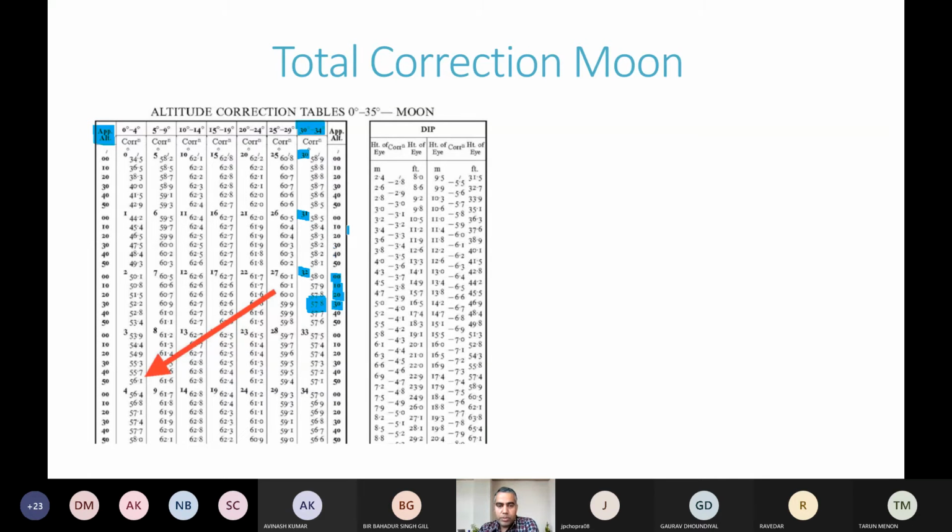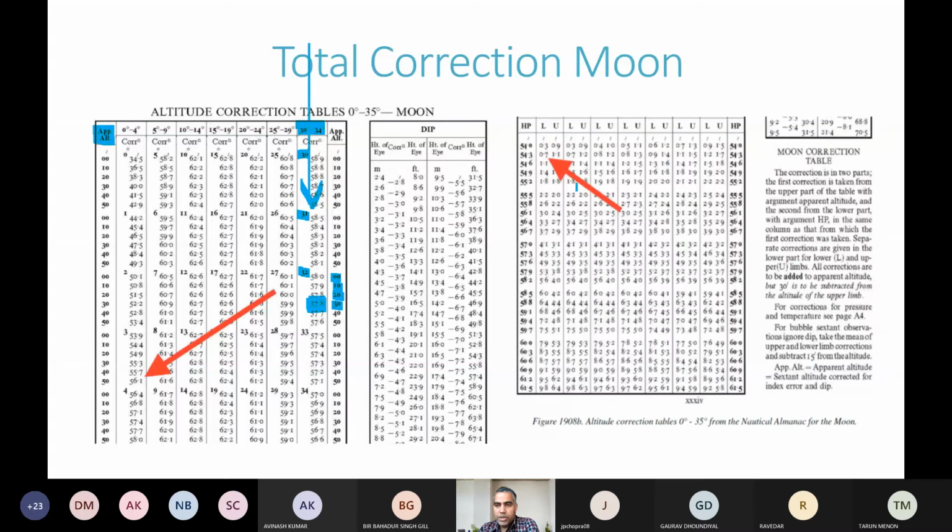Okay, now let's go to the bottom part. How do you enter into the bottom part? Whichever column you entered from the top, you go into that same column in the bottom part also. Now, when you enter in this column, you see U and L. These are upper limb and lower limb. So you check in your question whether they have taken the altitude of the upper limb. If so, you enter under U. If they have taken the altitude of the lower limb, you enter under L.